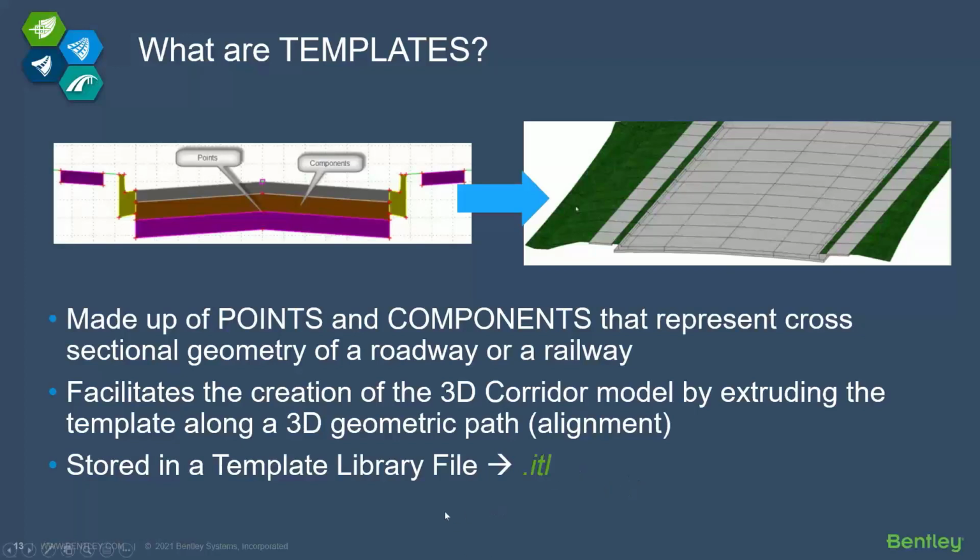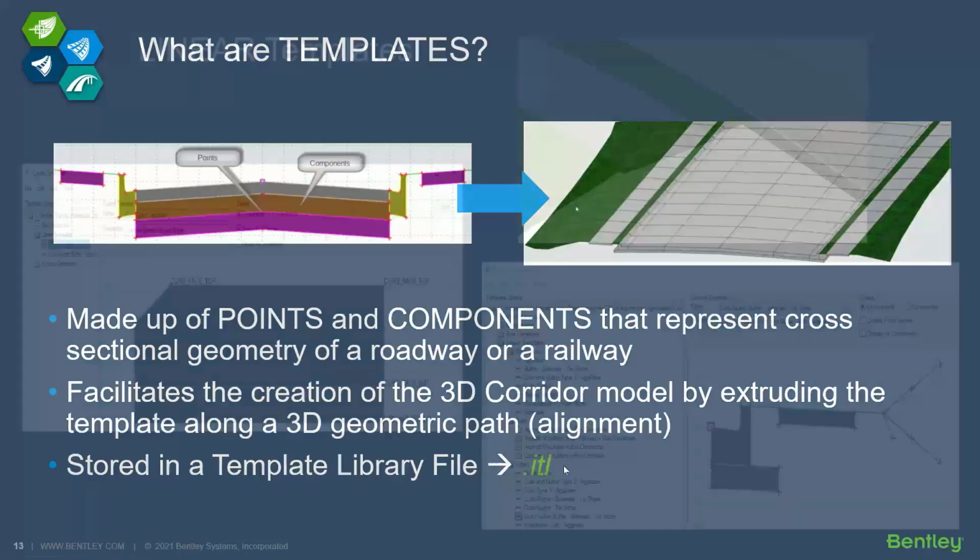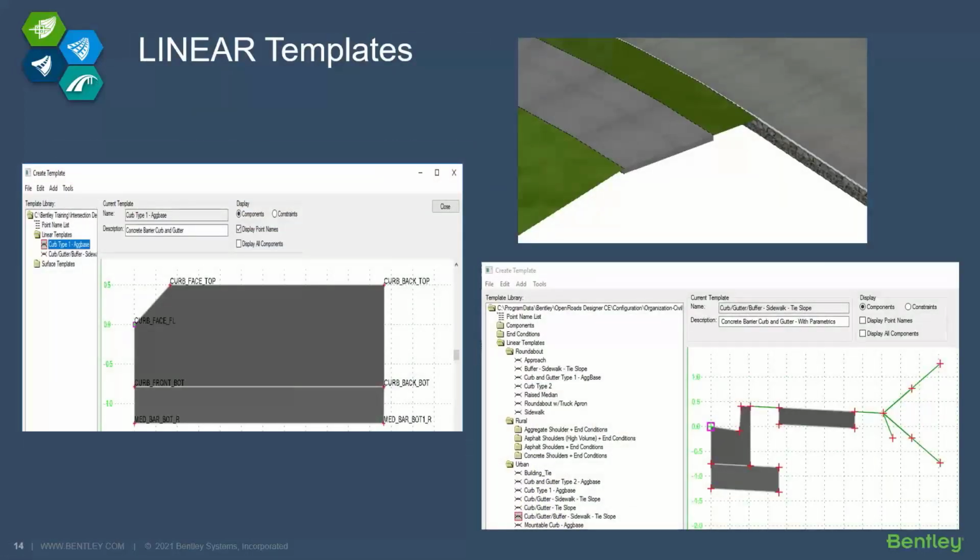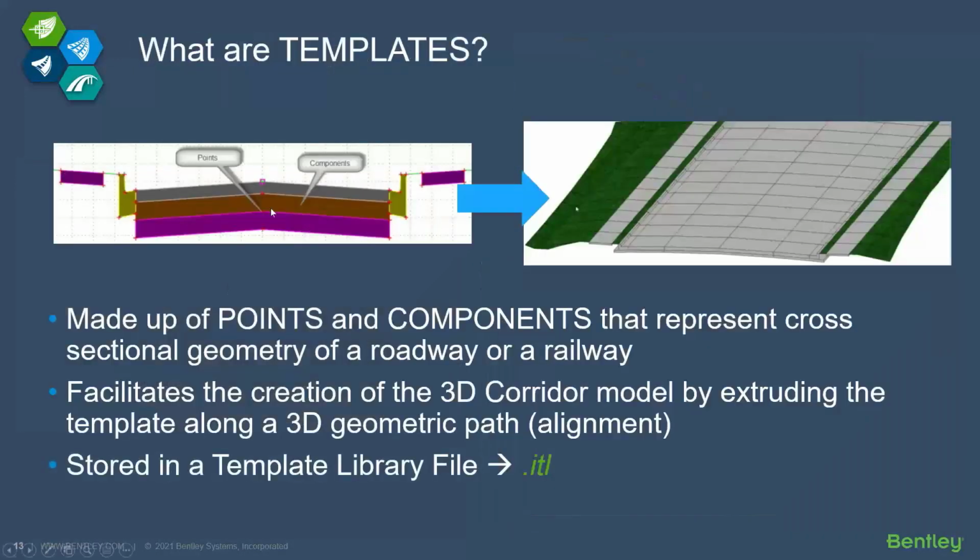And what's good about using the template is that we have a built-in library already for you, and you can leverage all those examples, and it's also easily customizable if you would like to adapt it to the project conditions that you're working with right now. It's saved in a library, or template library, which is an ITL file. Now, the linear template is similar to the full one, because a while ago this one was a full roadway or railway template.